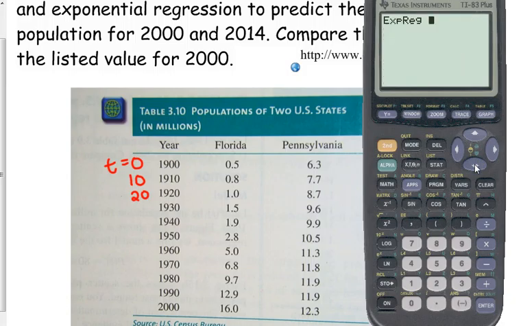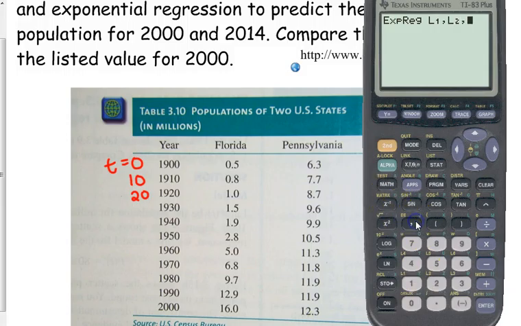Press enter, but don't press enter the second time yet. Okay, do not press enter the second time yet. What we're going to do is we're going to tell it to store this regression in your Y1. So first of all, you need to press second, number one. Okay, that should put up an L1. Okay, that's telling it where to get the X values from. Get the X values from List 1. Comma, second two. That's telling it where to get the Y values from. We store our Y values in List 2.